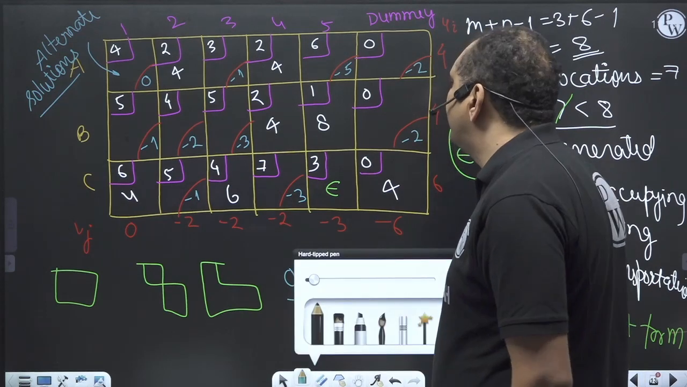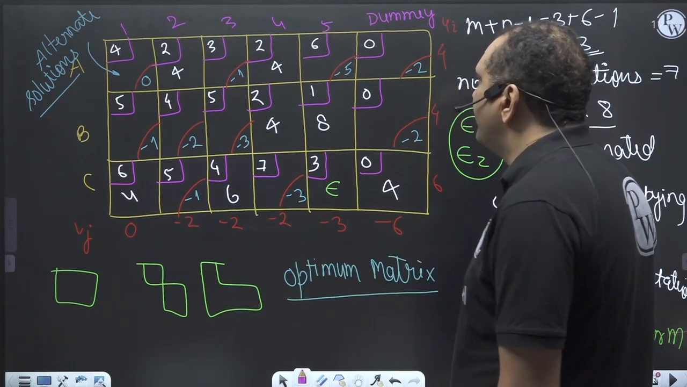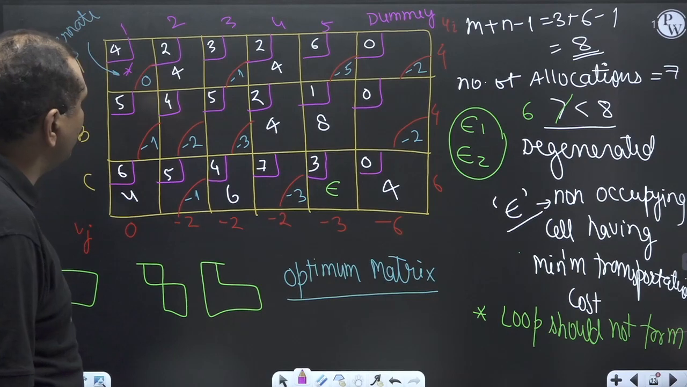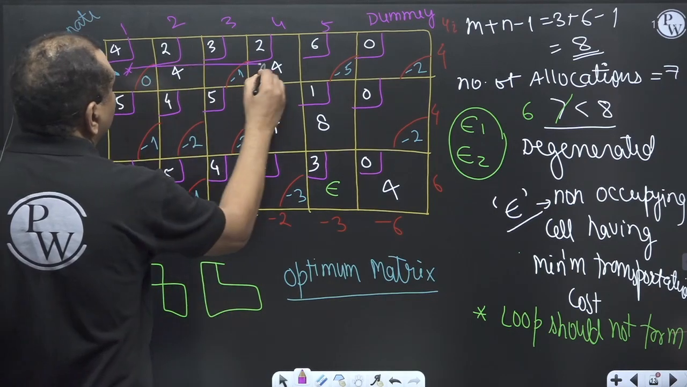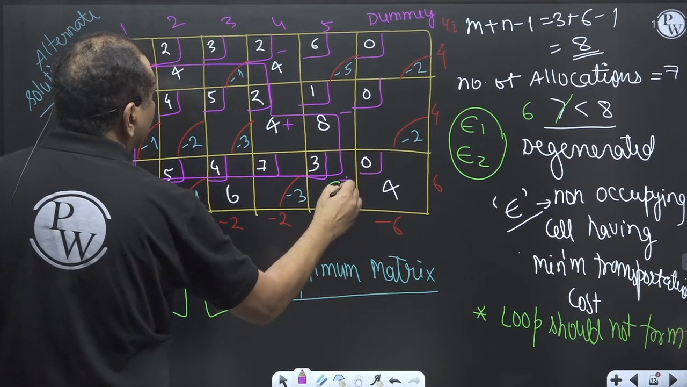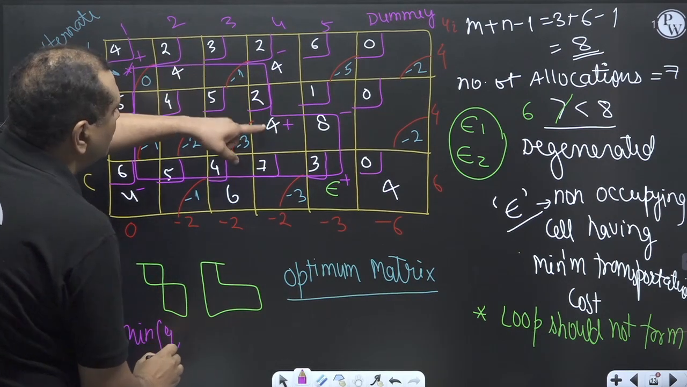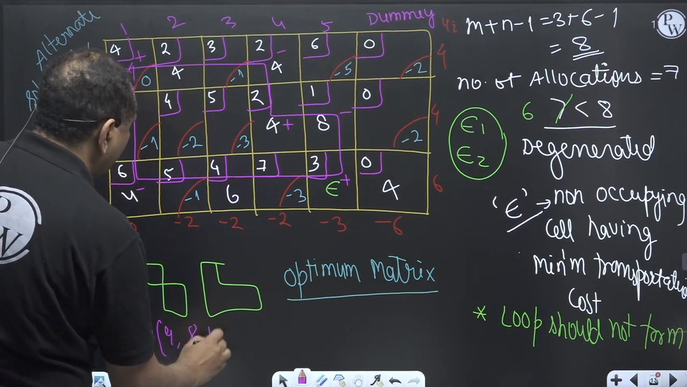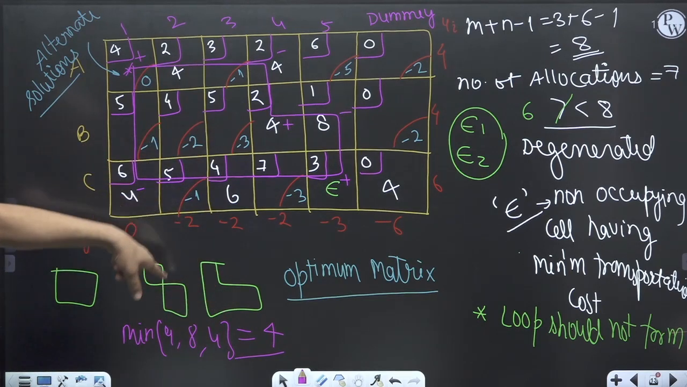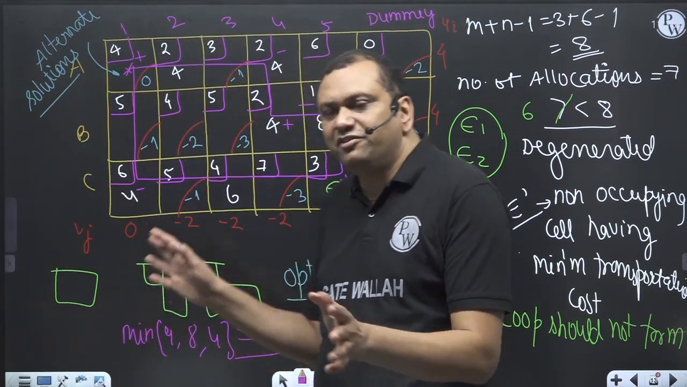And how to find out the alternate solution? Again, same loop. It will start from here, and at the boundaries there are allocations. So the loop will be like this: plus, minus, plus, minus, plus, minus. I will select the minimum of 4, 8, which is 4. Wherever there is a positive, you add 4, and wherever there is a negative, you subtract 4. By that you will get the alternate solution.